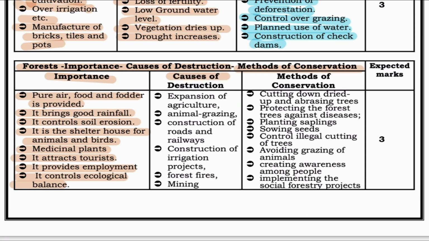Causes of destruction: expansion of agriculture, animal grazing, construction of roads and railways, construction of irrigation projects, forest fires, mining. Methods of conservation: cutting down dried up and diseased trees, protecting the forest trees against diseases, planting saplings, sowing seeds, controlling illegal cutting of trees, avoiding grazing of animals, creating awareness among people, implementing social forestry projects.